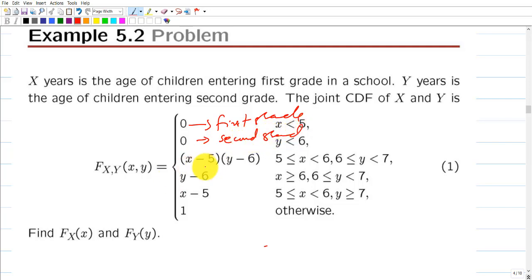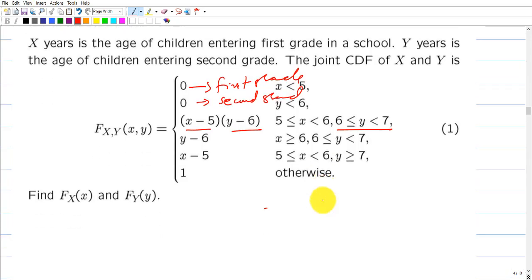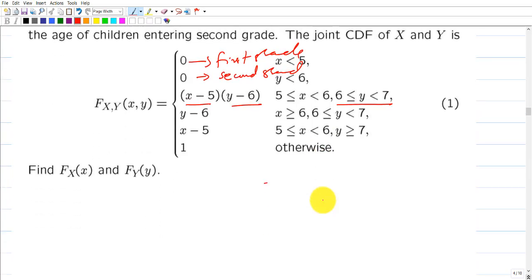But we can see that for x minus 5, y minus 6, if the age is between 5 and 6, they can enter school in first grade. If the age is between 6 and 7, they can enter in second grade. So y minus 6 applies when x is greater than or equal to 6, or y is between 6 and 7. So this is given. Now it says to find Fx of x and Fy of y. That is quite simple and straightforward.